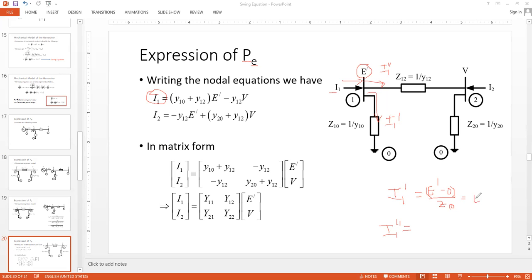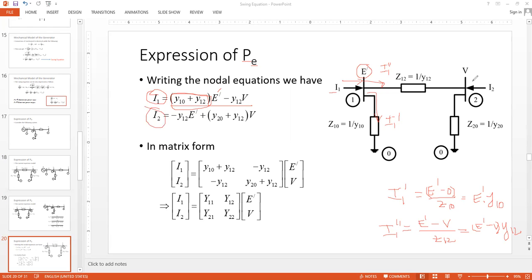So we can also write it in terms of admittances because we have the information of admittances. Excellent. What about this? This is E dash minus V divided by Z12. Instead of writing this, you can also write it as E dash minus V multiplied by Y12. So this is what is done here. After doing this, include this and simply group the coefficients together. So (Y10 plus Y12) E dash minus Y12 times V. This is what you will get.